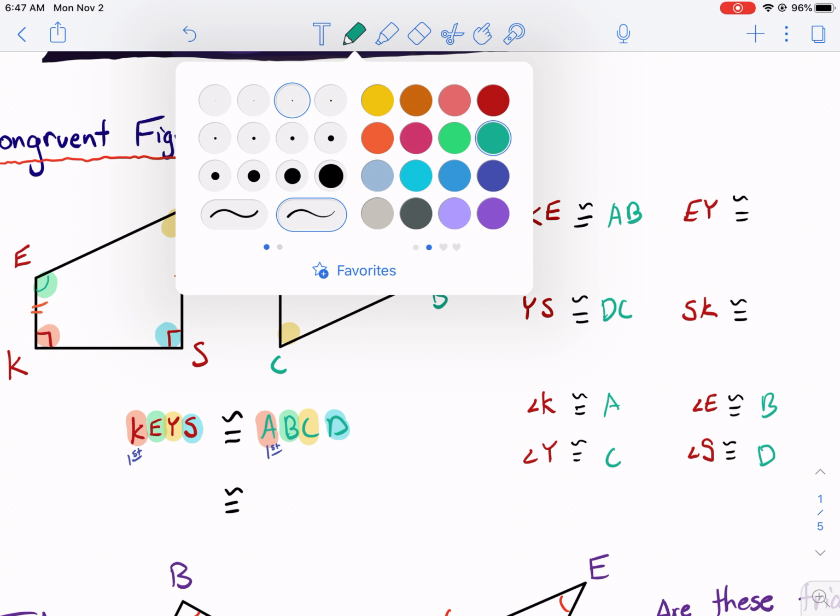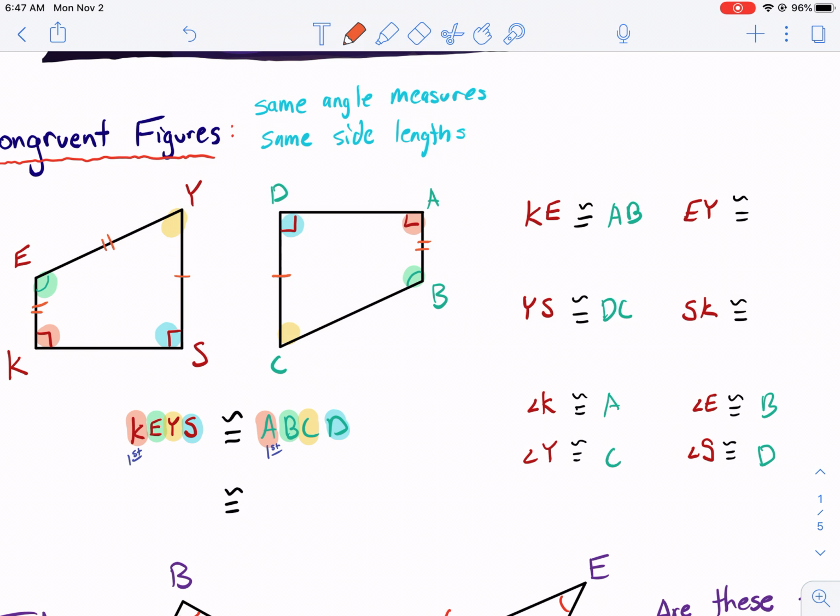Then we have EY. I'm going in a strange order. I was going down instead of to the right. This has got to be congruent to the long diagonal side, so that's BC. And then SK has got to be congruent, if you guys can predict, to this last one, 1, 2, 3, 4, 1, 2, 3, 4, so that's DA.